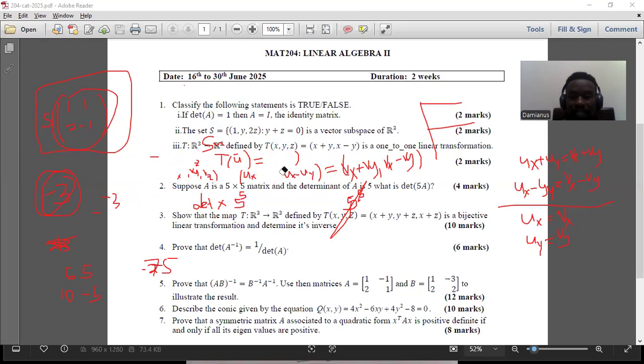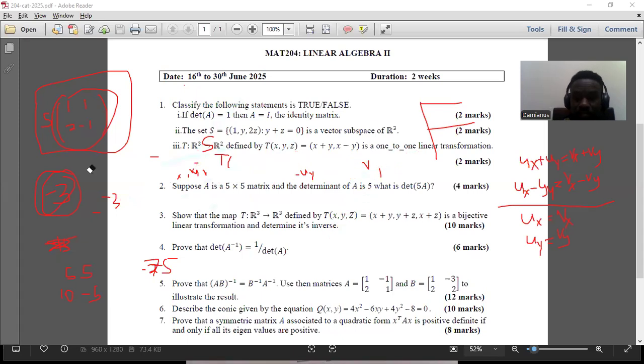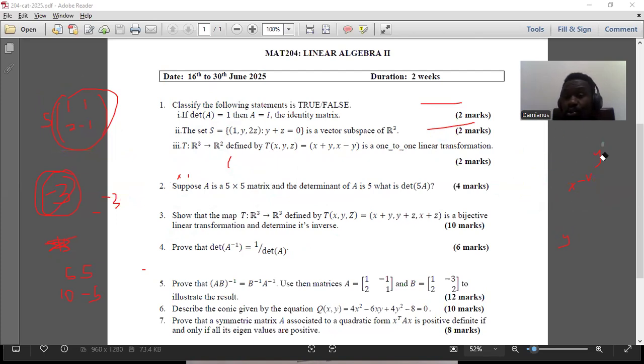All right, now the second last thing, I've taken too long on this one. Suppose this map defined by this is a bijective linear transformation, and determine its inverse. Because it's 10 marks, there's a bit of work to be done, like what we did here. So the first thing you need to do is show that this is bijective.